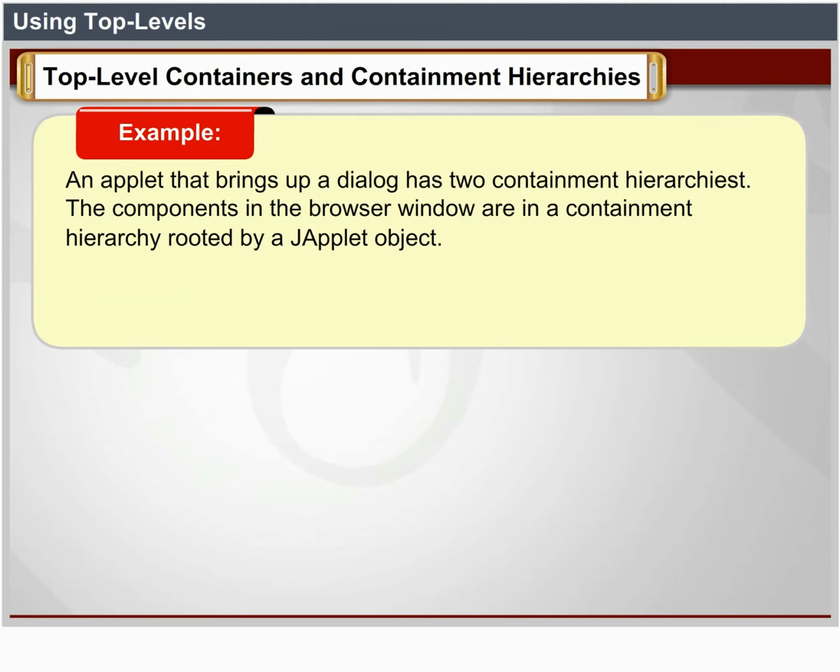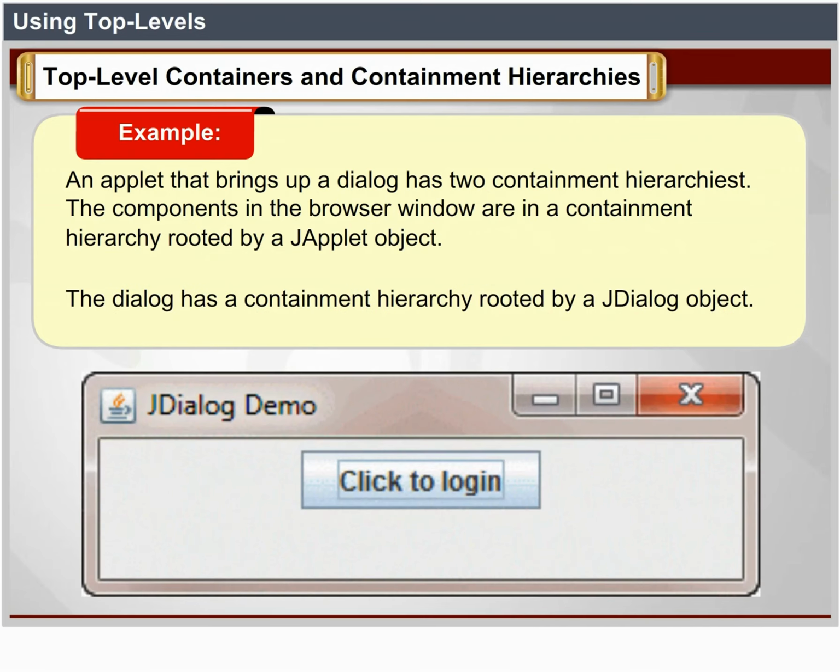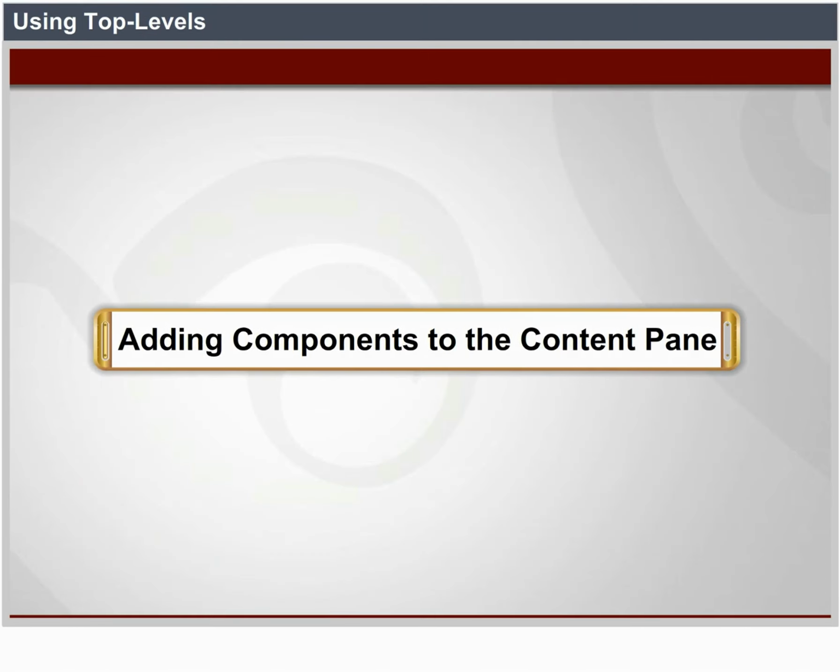Example: an applet that brings up a dialog has two containment hierarchies. The components in the browser window are in a containment hierarchy rooted by a JApplet object. The dialog has a containment hierarchy rooted by a JDialog object. Adding components to the content pane.